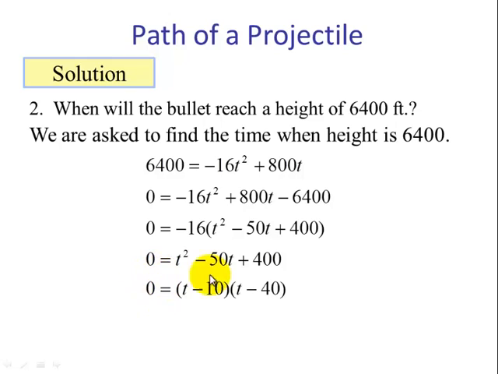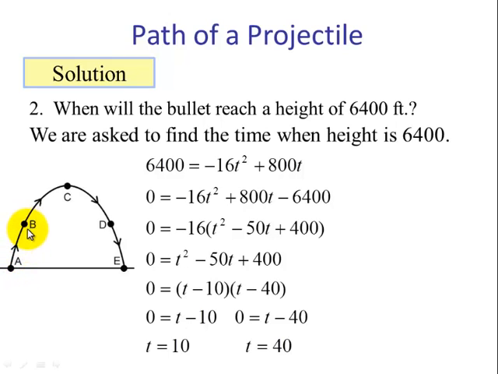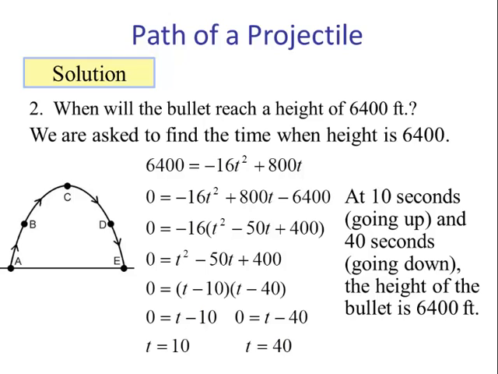The product of those two equals 0, so setting both binomials equal to 0, we have t is 10 and t is 40. So if we look at our little visual, at 10 seconds the height is at B, and at 40 seconds the height is the same, 6,400. So at 10 seconds the bullet is going up, reaches a height of 6,400 feet, and at 40 seconds the bullet is on its way down and it has a height of 6,400 feet.